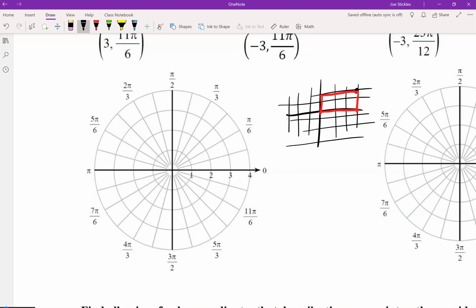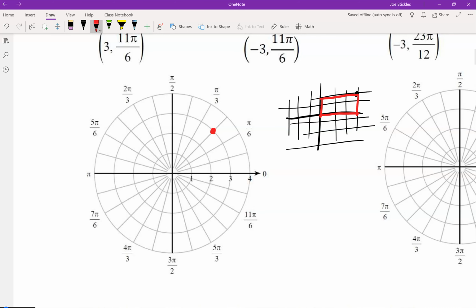So let's see if we can recognize where a point is to start with before we start plotting new points. I'm going to keep it red. Let's say I put the point right here. What are the coordinates of this point? Remember, for polar coordinates, it's always the r value first and then the theta value. So let's figure out what the r value is. For r, it's the distance from the pole to the point.